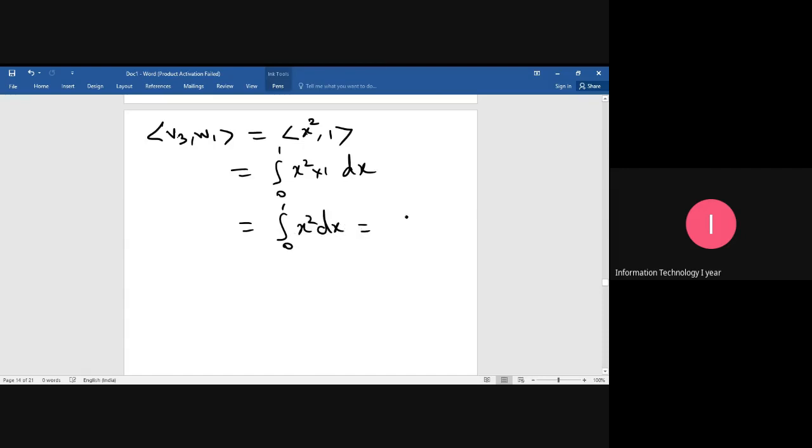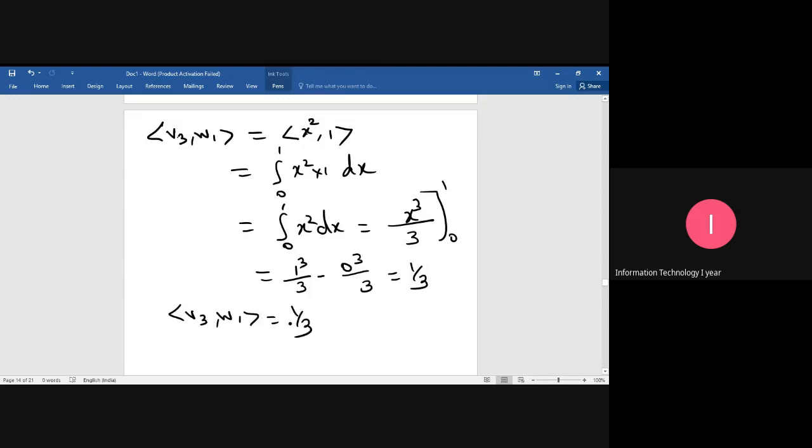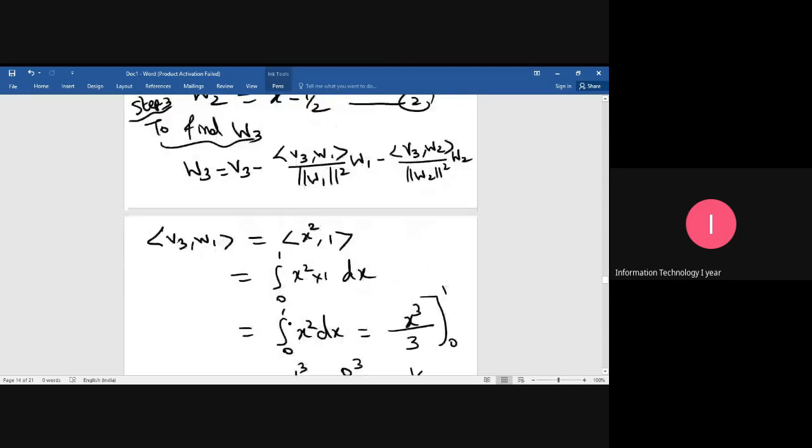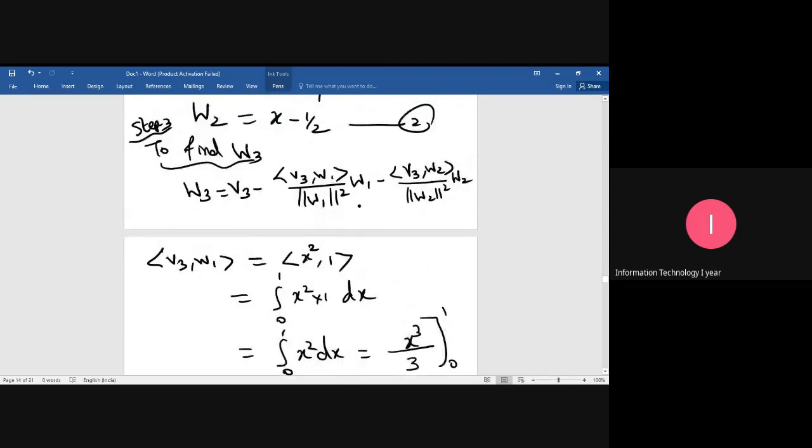So what is the integral answer? x power 3 divided by 3, with limit 0 to 1. Applying the limit, 1 power 3 by 3 minus 0 power 3 divided by 3. The answer is 1 by 3. So the inner product of V3 comma W1 is 1 by 3, and norm W1 square we already found is 1.